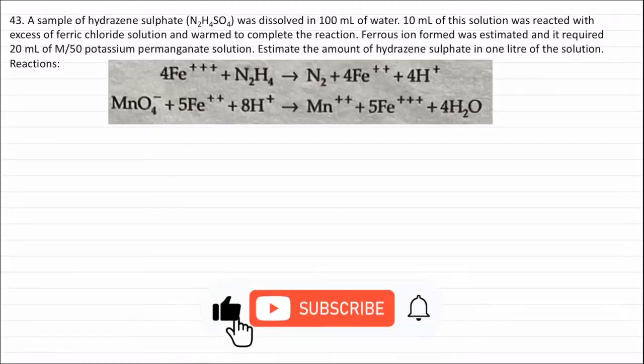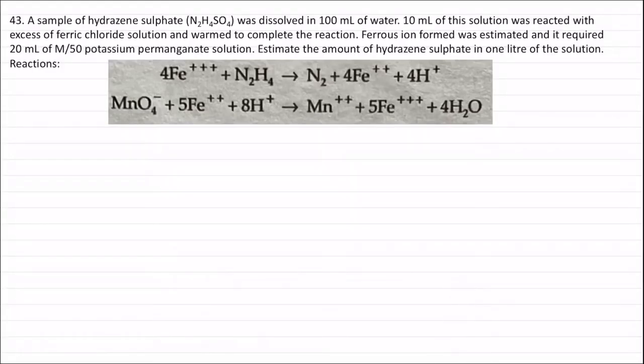Question 43. A sample of hydrazine sulfate was dissolved in 100 milliliter of water. 10 milliliter of this solution was reacted with the excess of ferric chloride solution and warmed to complete the reaction. Ferrous ion formed was estimated and it required 20 milliliter of M/50 potassium permanganate solution. Estimate the amount of hydrazine sulfate in 1 liter of the solution.